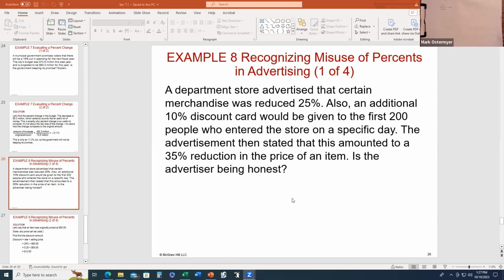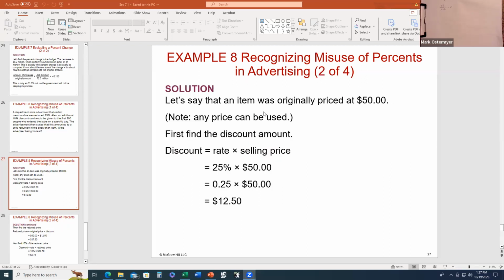We'll find out. Now notice they took 25% and added on 10%, and they call it 35% total reduction, correct? Let's find out. Let's say, ladies and gentlemen, an item is originally priced at $50. It doesn't matter. You can use any starting price for the item. First, let's find the 25% discount. Discount, the amount of money that's taken off of an item, is equal to the discount rate times the selling price. The discount rate is 25%, which will have to be turned into a decimal of 0.25, as we then multiply it by the selling price of $50.